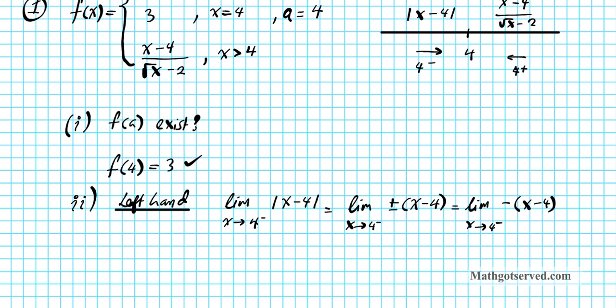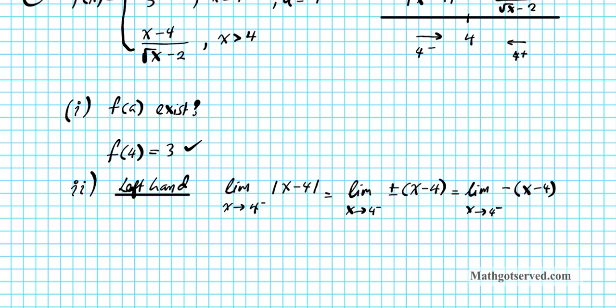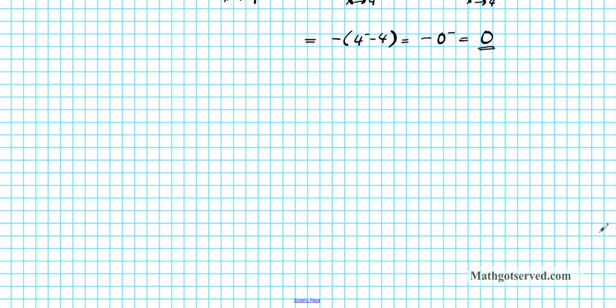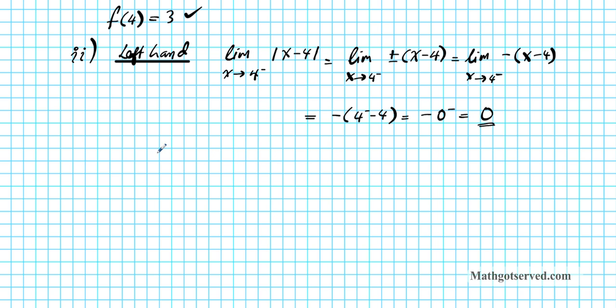Okay, now let's go ahead and make the substitution. So this is going to become negative 4 from the left minus 4, which is equal to negative 0 from the left. Since 0 has no orientation, our final answer is 0. So that's the left-handed limit. Okay, now let's shift our attention to the right side, to the right-handed limit. All right, so what is the limit as x approaches 4 from the right?